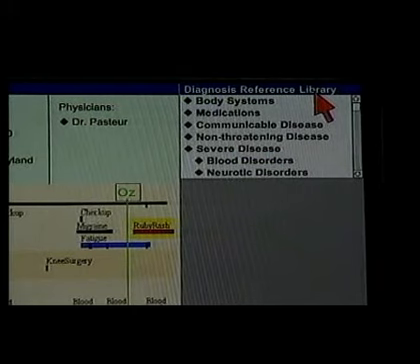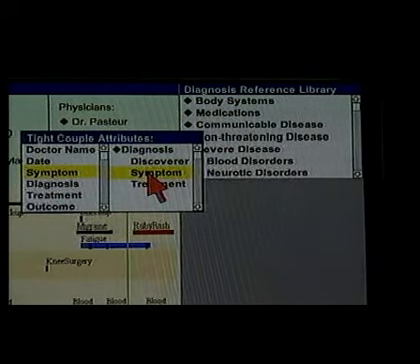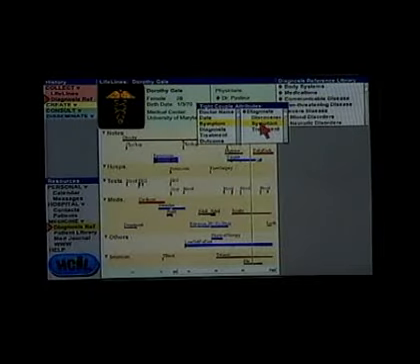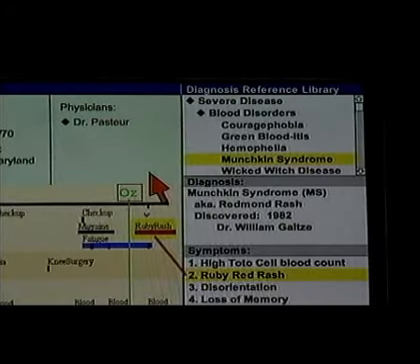It contains many, many medical conditions, and he decides to link the lifelines to the diagnosis reference library and tightly couple the symptoms in the lifelines to the symptoms in the diagnosis reference library. When he makes that selection, the system search produces as its strongest and most relevant result Munchkin syndrome. Munchkin syndrome is known as MS, also known as Redmond rash.